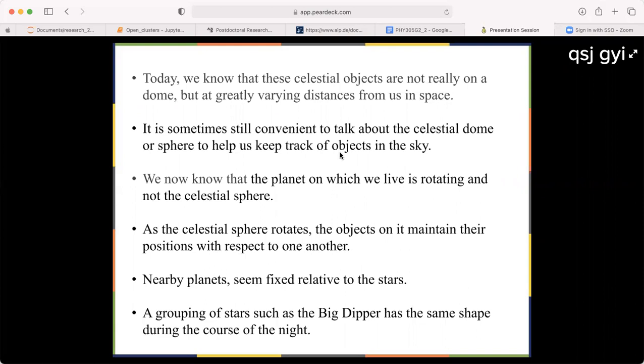Now, what we know now is our planet is rotating, right? Not the celestial sphere, right?